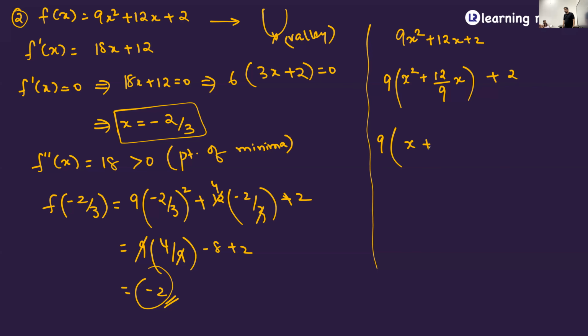Why we call it completing the square is, you will write this as a perfect square. So x plus something the whole square. That something should be half of this coefficient value. So what is half of 12 by 9? It should be 6 by 9. Plus 2 minus, you need to subtract this value. Subtract the square of this value. So how much will that value come out to be?